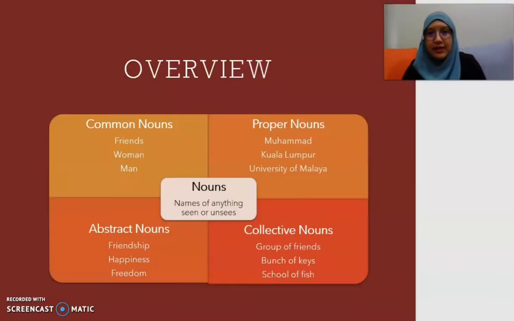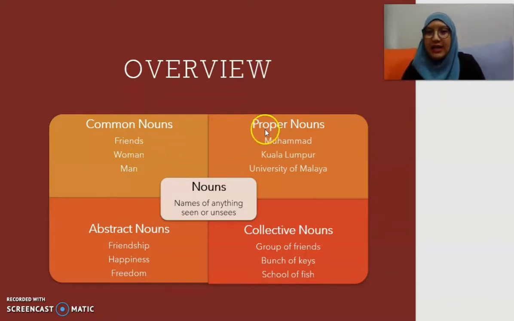And let's see their definitions. The first type of noun is common nouns. These are usually in small letters. They don't have any proper annotation, so you don't have to put them in capital letters in the middle of a sentence. But of course, at the beginning of a sentence, you must begin with a capital letter. In the middle of a sentence, these common nouns are just written in small letters. For example, friends, woman, man, book, handphone, clothes, shirts, all these are common nouns.